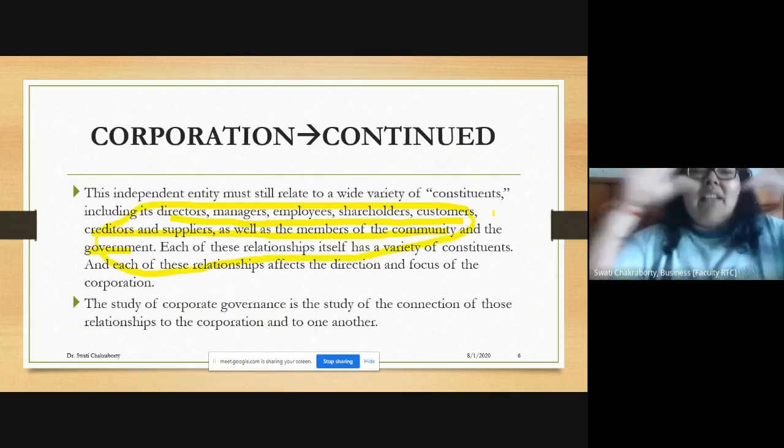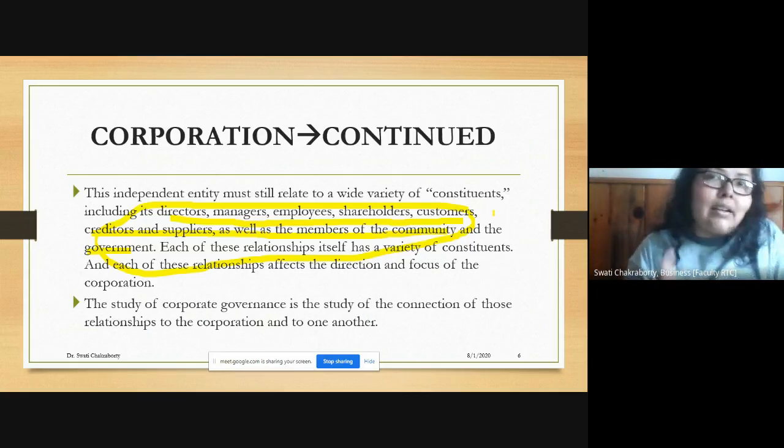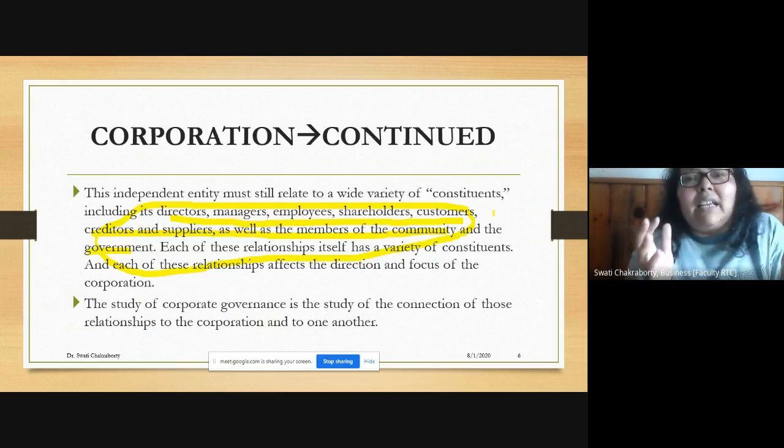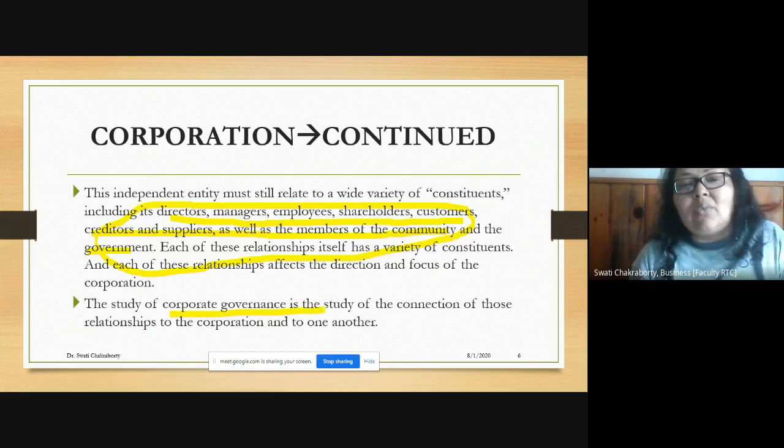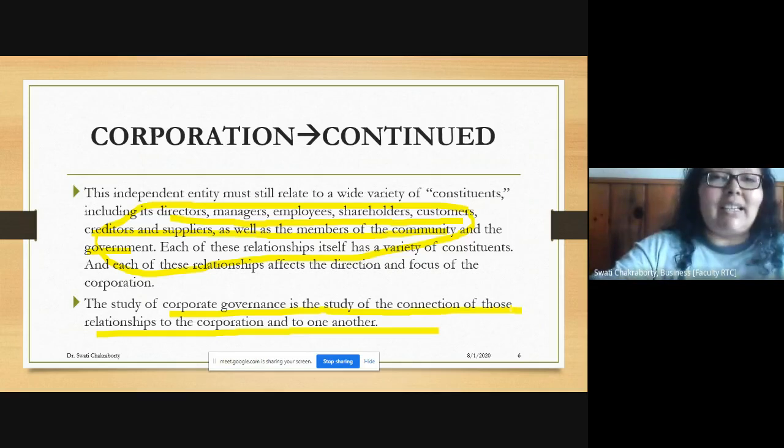Now there is a big relation amongst all these entities. When we talk of corporation, we have to talk about how all the entities are interrelated with the corporation. The study of all these constituents and their interrelationship with the corporation is called corporate governance. In other words, corporate governance is the study of the connection of all these relationships or entities with the corporation as well as with one another. We will be discussing this in detail.